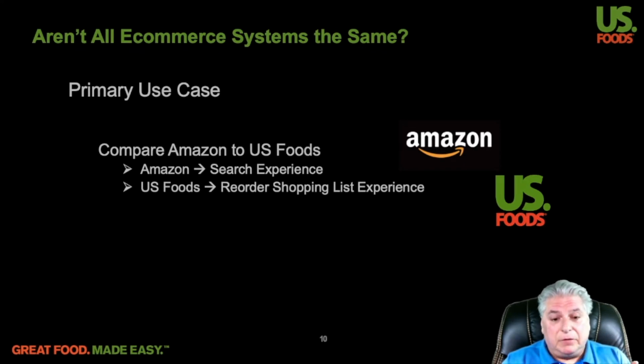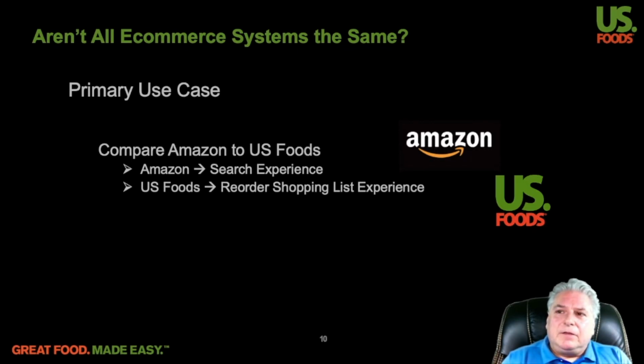So the search experience is important, but it's not that 20% of the application that our users are using 80% of the time. So the 20% in the Amazon world, you have to build a really phenomenal search experience, right? In our world, you have to build a really great, fast ordering system from a shopping list.